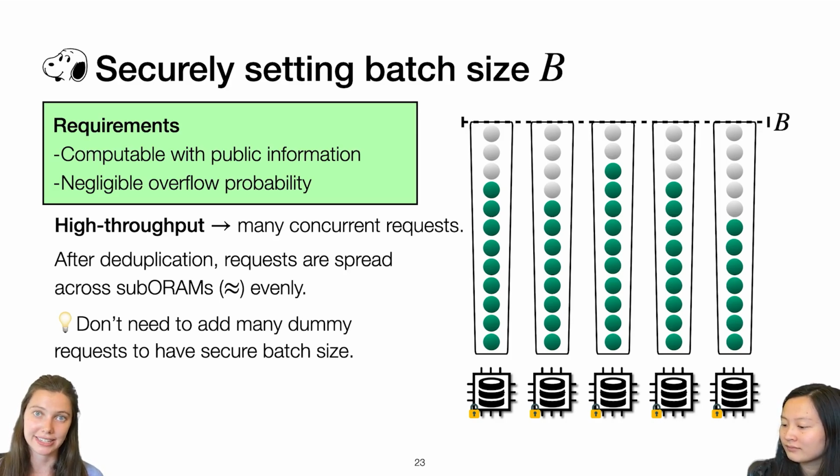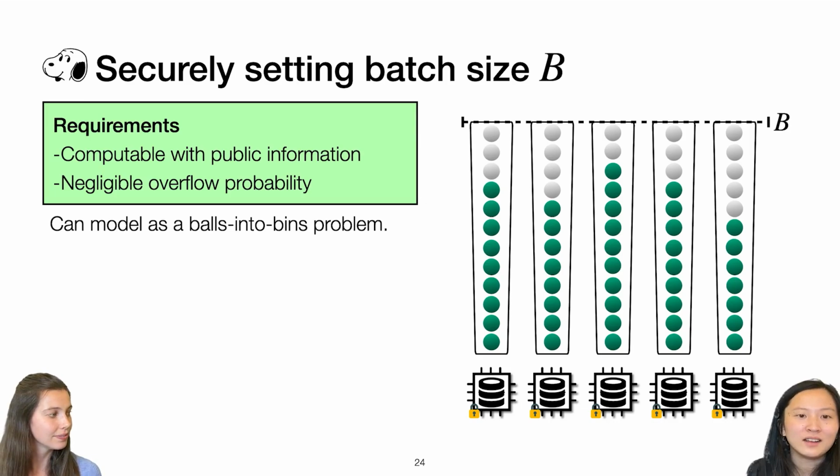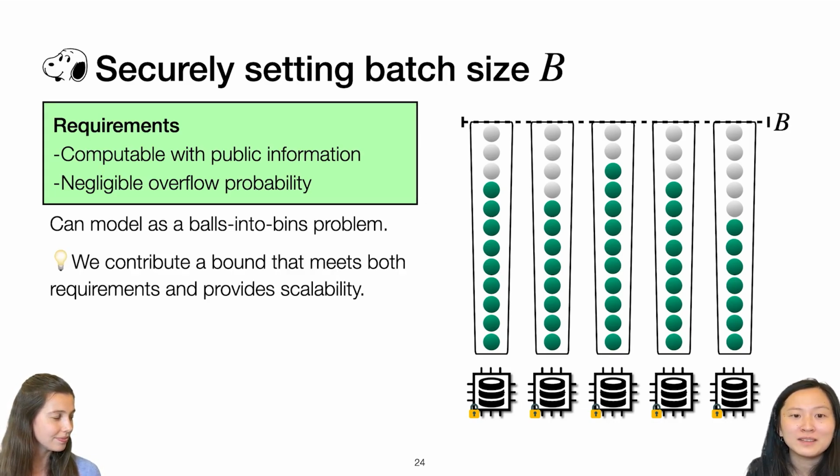In order to have secure batch sizes, this actually looks a lot like a balls into bins problem, and we contribute a bound that meets both of the requirements that Emma just went over and provides scalability, because we target the high throughput regime. Our bound also gives you quite efficient performance when we have many requests.